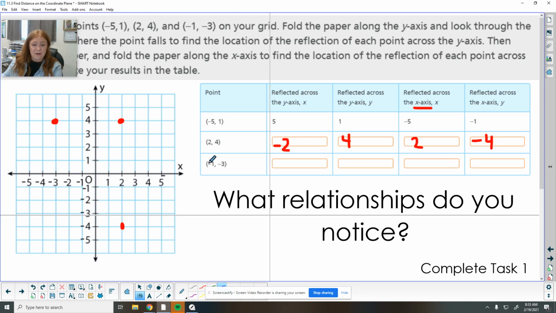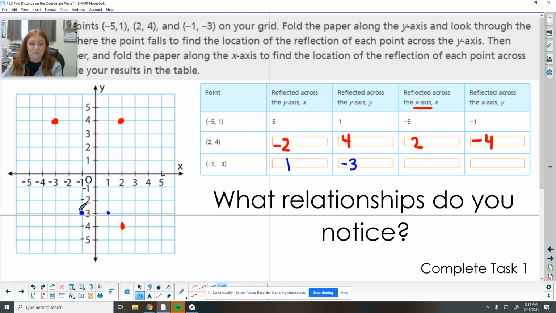So let's try our last one here. -1, -3. So first we're going to fold over the y. So we're going to bring it over here. So y stays the same. The one we flip stays the same. The opposite axis coordinate changes to the opposite. Opposite of -1 is +1. So if I go over 1, down -3, if I fold on this line, they're both 1 away.